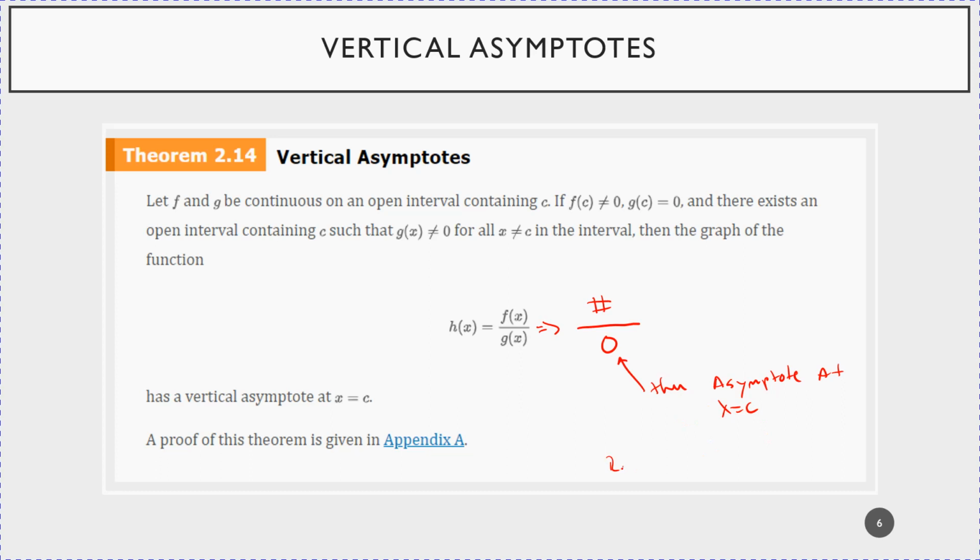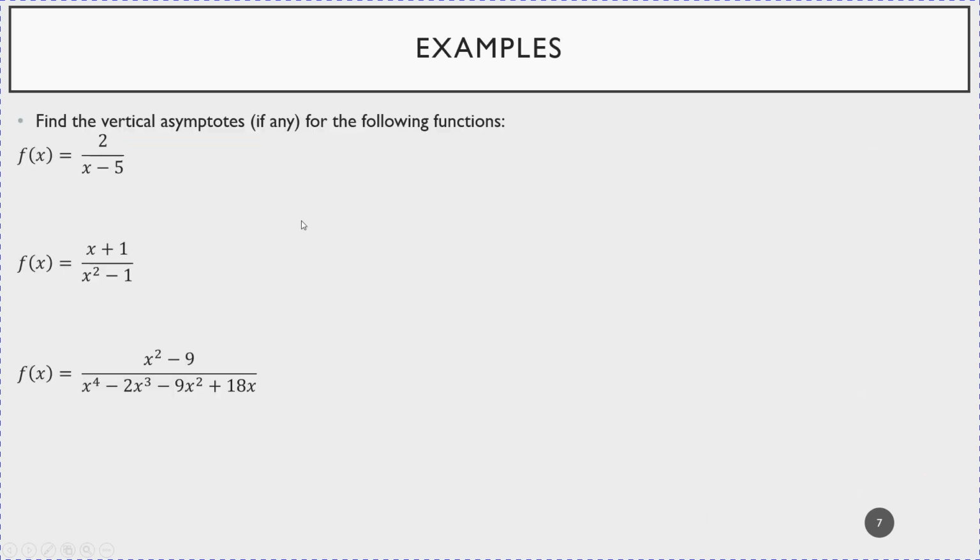But recall, if you plug in and get 0 over 0, this indeterminate form, then there is no vertical asymptote. Okay, that's really important. And you're going to see in some of the examples I do that when you have this 0 over 0, no vertical asymptote. Okay, so let's find the vertical asymptotes of each of these.